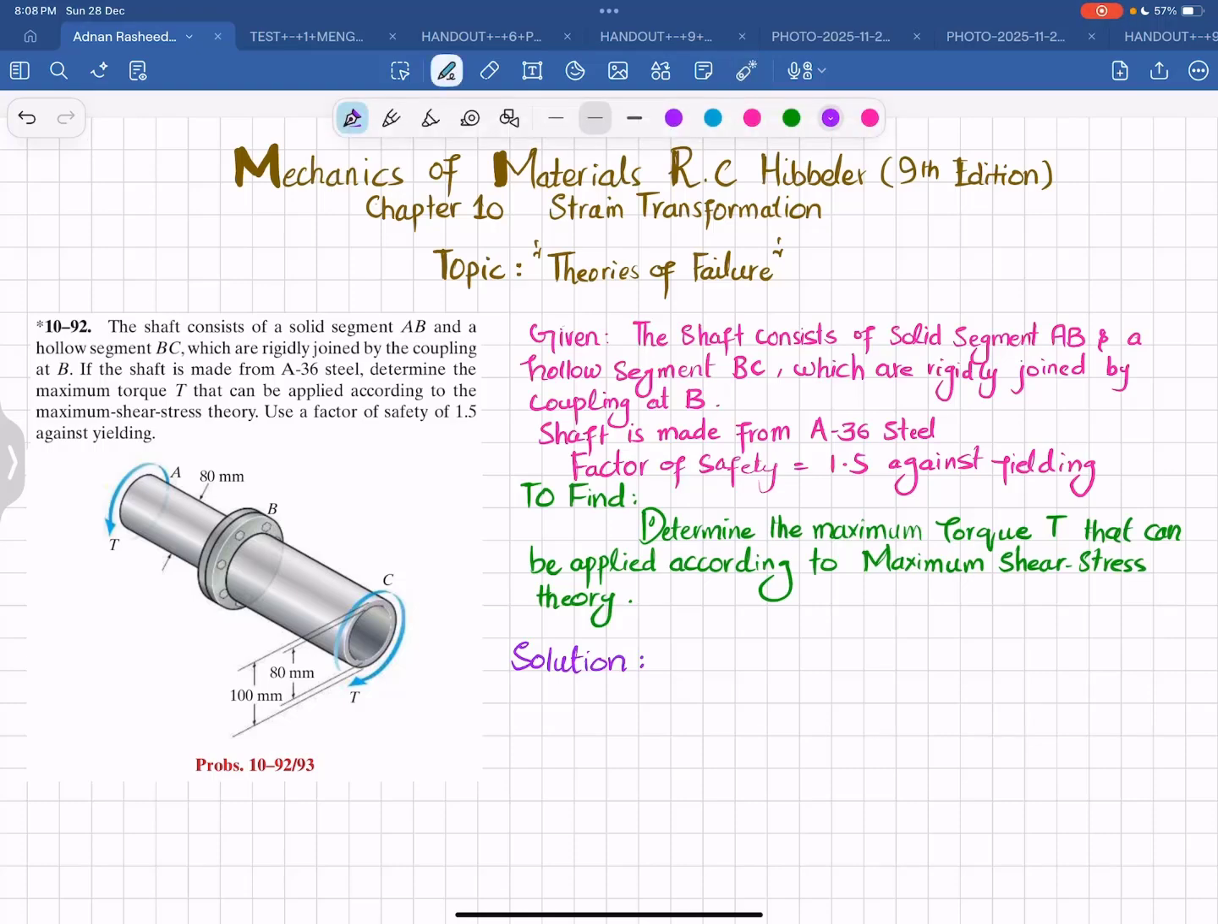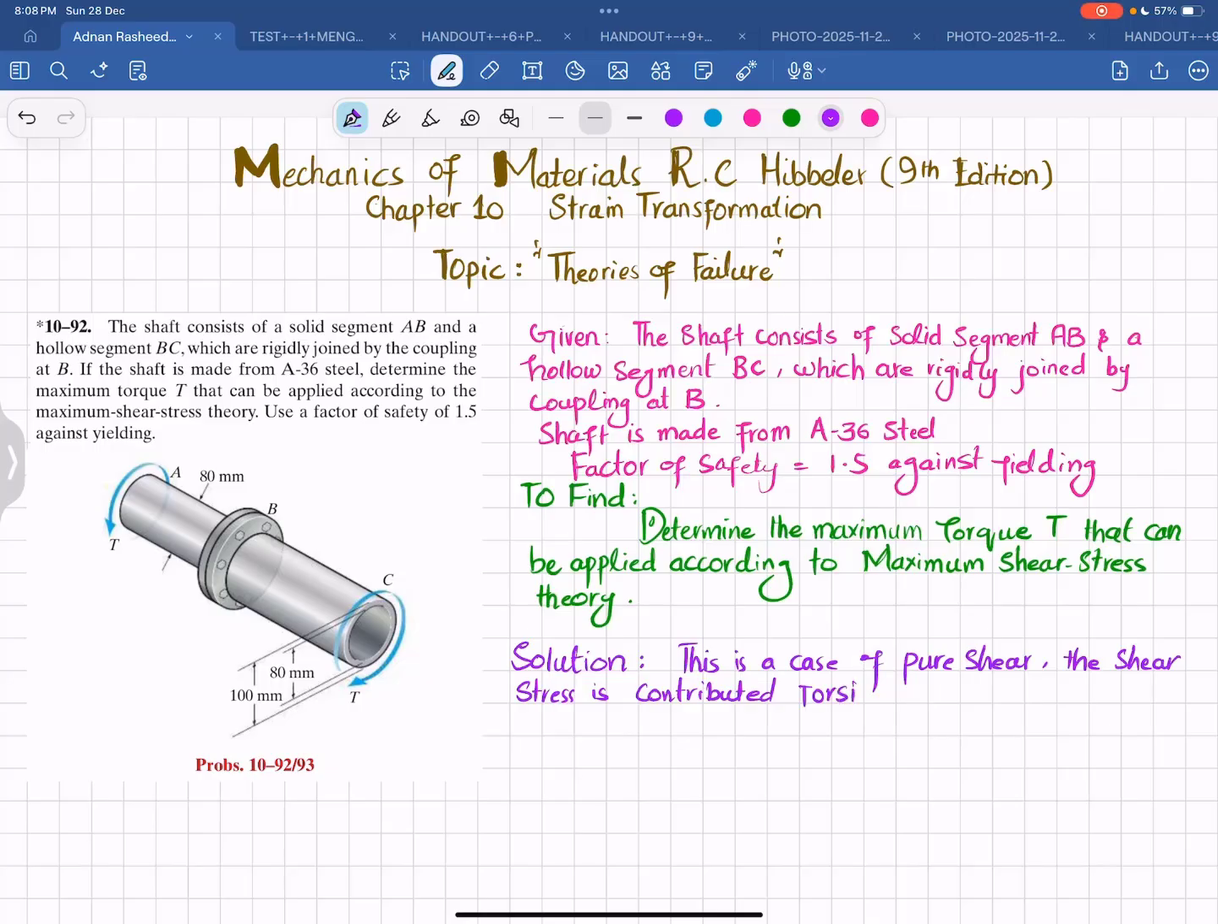As you can see, both the shafts are under pure torsion, so I can write that this is a case of pure shear because there is no other load. So this pure shear will cause torsion, and due to this torsion the shear stress will be generated in each shaft. So the shear stress is contributed by torsion.